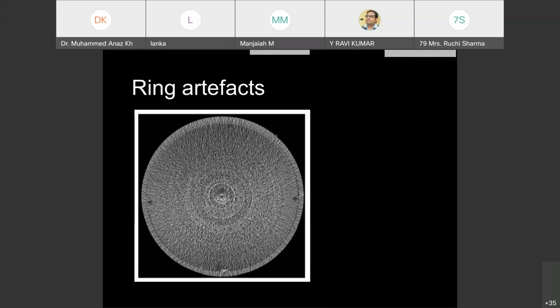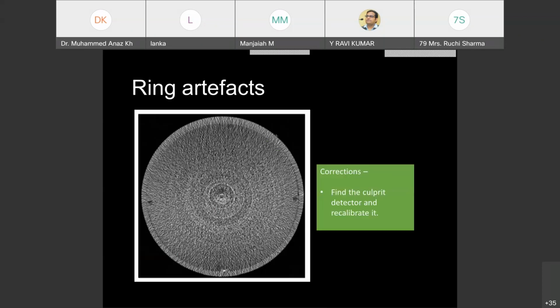Sometimes ring artifacts can come in. Again, you find the culprit detector and recalibrate. That is another correction you can use.